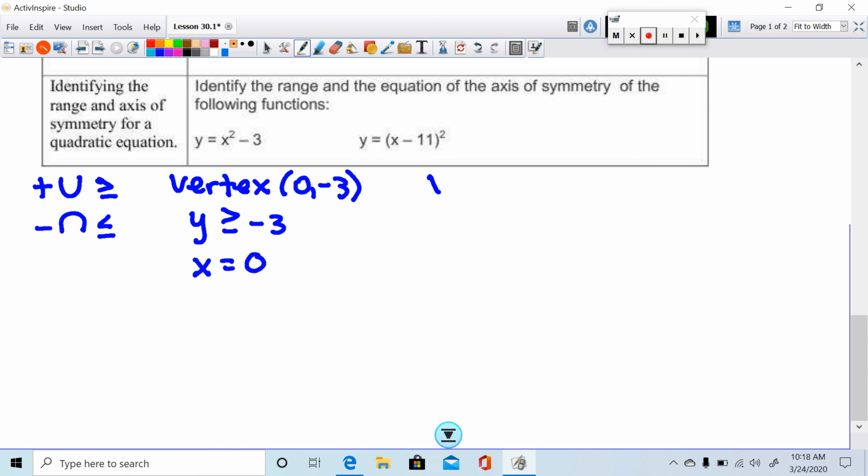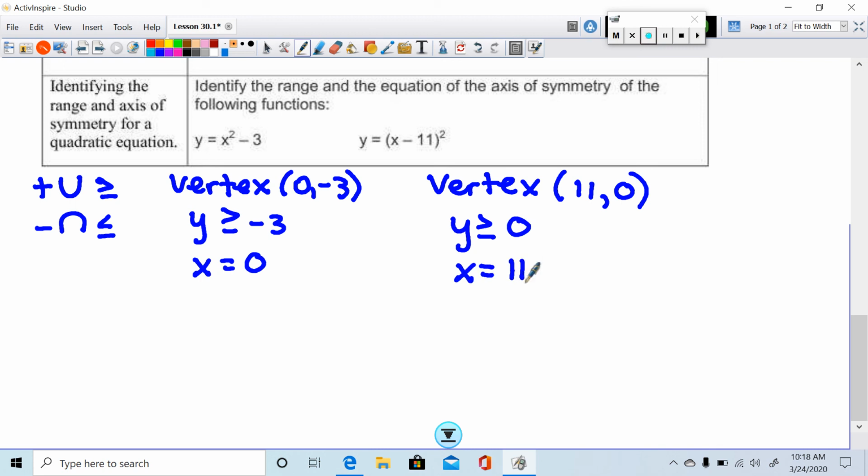So this one, the next one, the vertex is the opposite of -11, which is positive 11, because it's in parentheses, you should take the opposite, and the constant is 0. So the leading coefficient is positive, so again, it's opening up, so y is greater than or equal to the y value, which is 0. The axis of symmetry is the x value of your vertex.